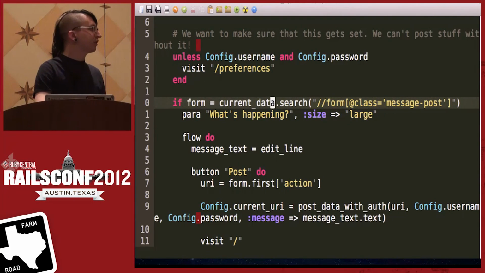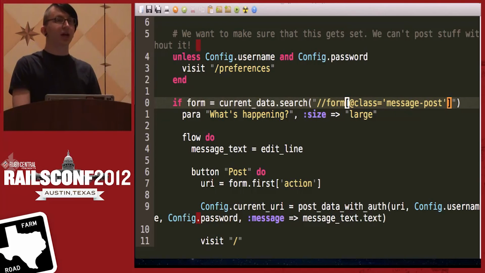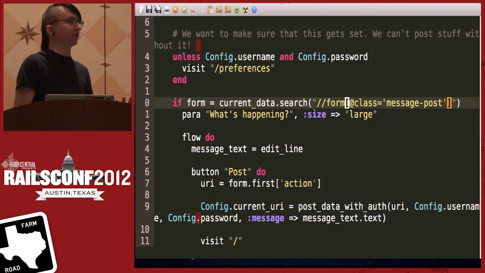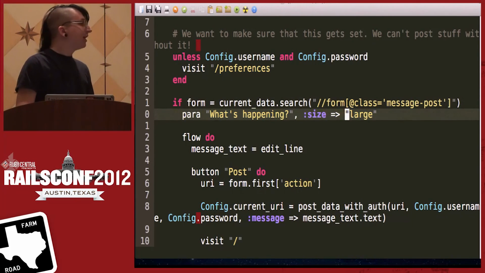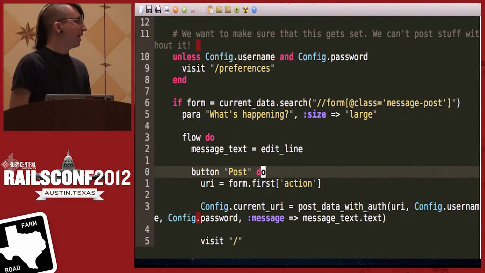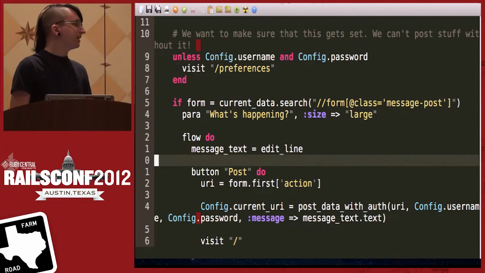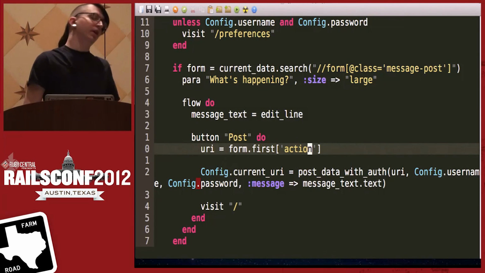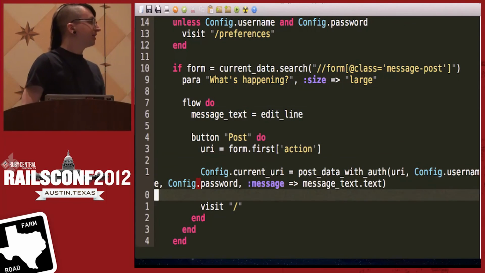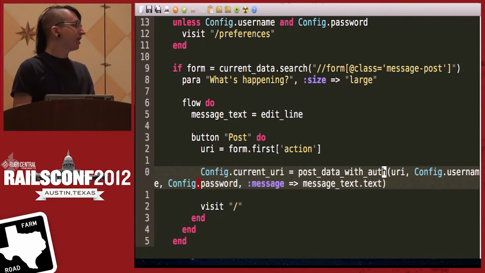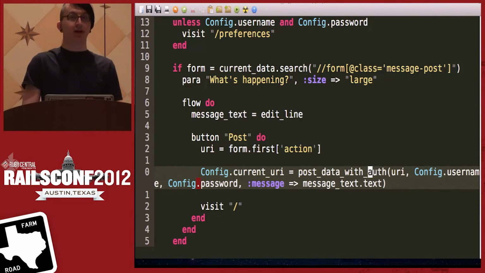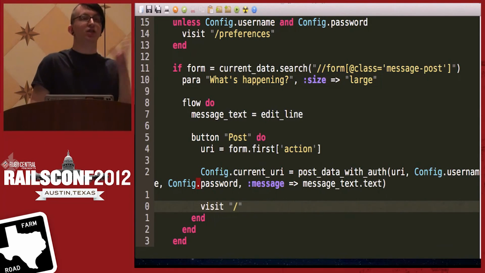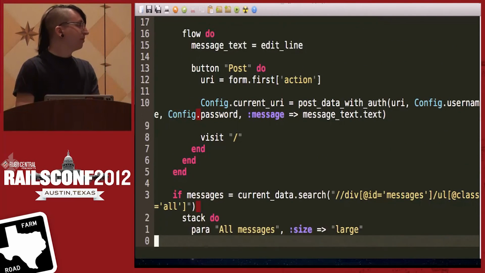So we look to see if there's a form with a certain class on it. If there's the ability at the current time to post a message, there'll be a form with this attribute on it. If we find it, then we say what's happening, and we render the box where you can type in the text. When you push the post button, it grabs the action attribute of that form, which has the URL in it, and then sends a POST with our username and password and the message text to that URL. Done. Super simple. And then it redirects you back to the main page, basically refreshing the interface. So that's like posting a new update.